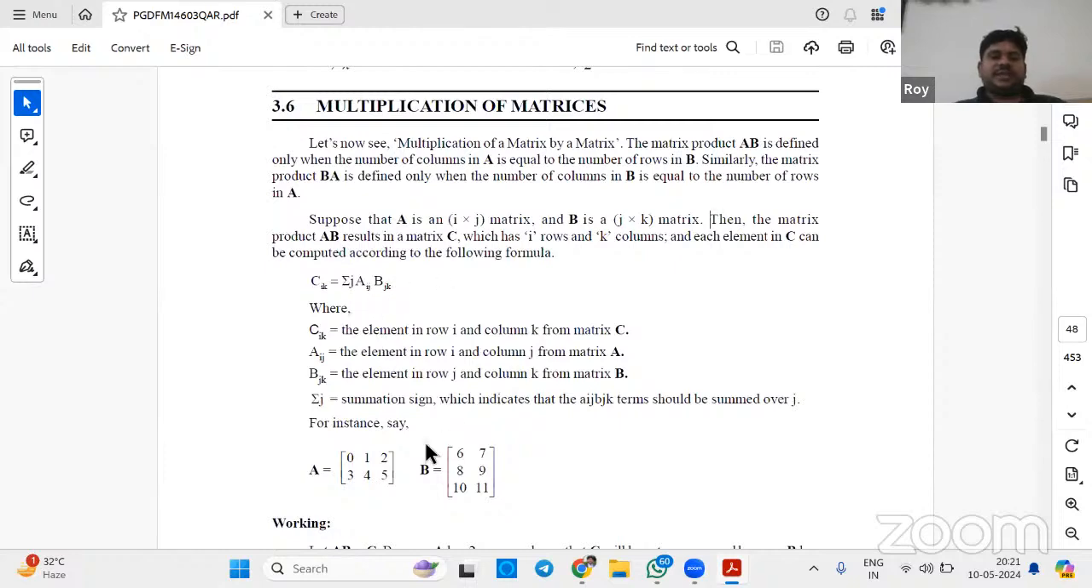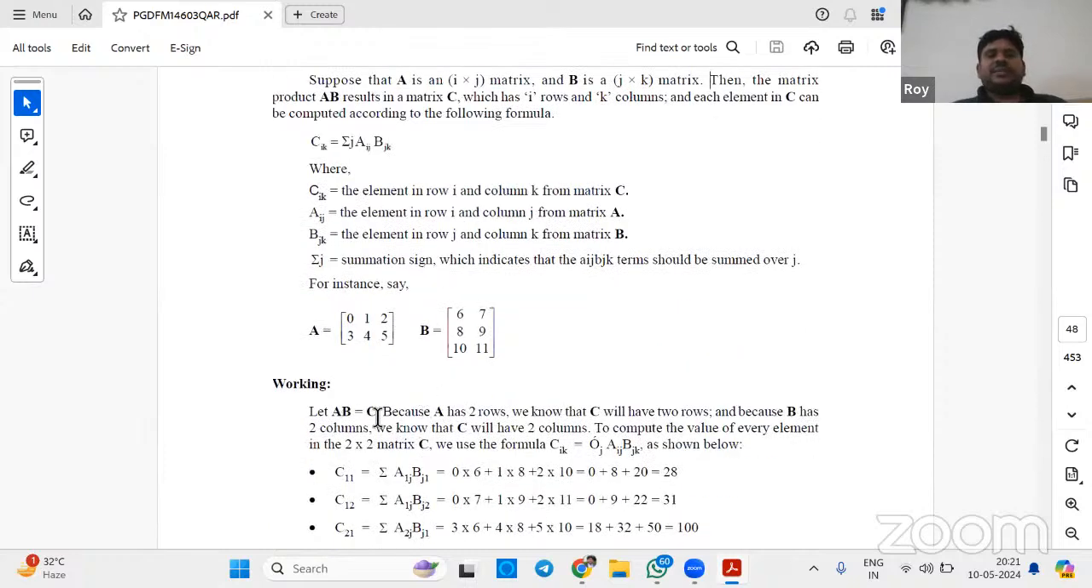This is the thing. For instance, A and B are there. Let AB is equal to C. Because A has 2 rows, we know that C will have 2 rows, of course, because only then can multiplication happen. Because B has 2 columns, we know that C will have 2 columns. To compute the value of every element in the 2 by 2 matrix C, we will use the formula, row into column.